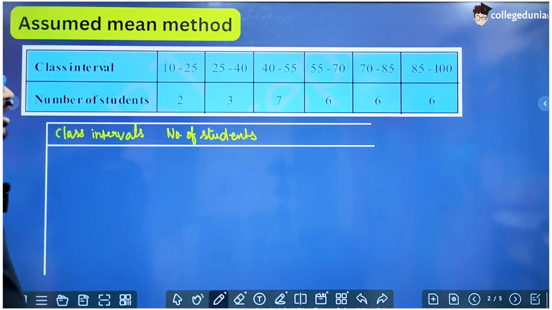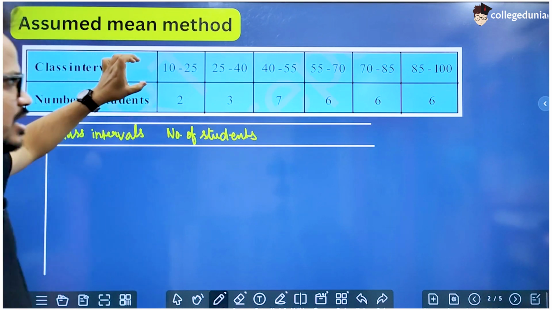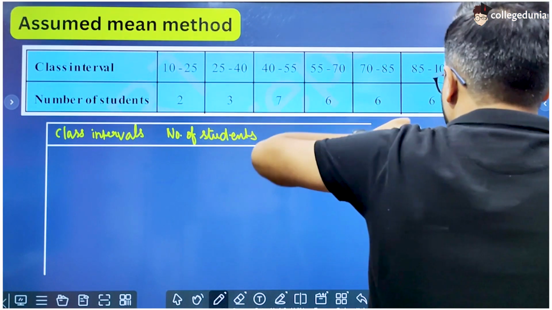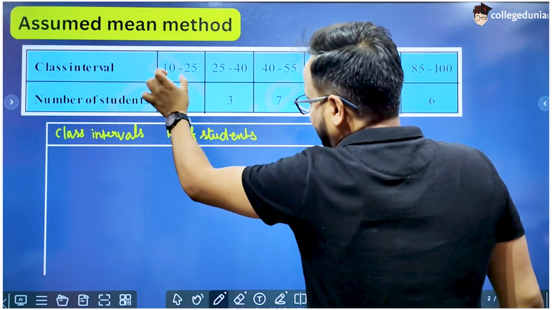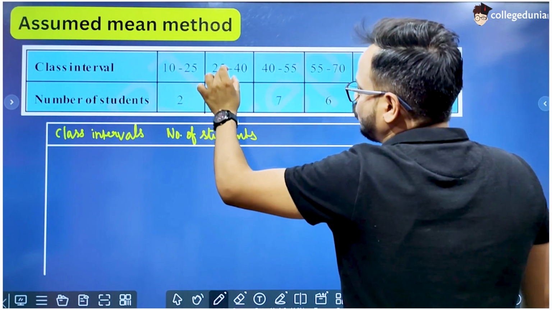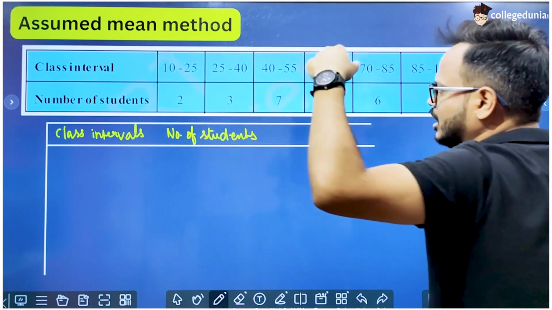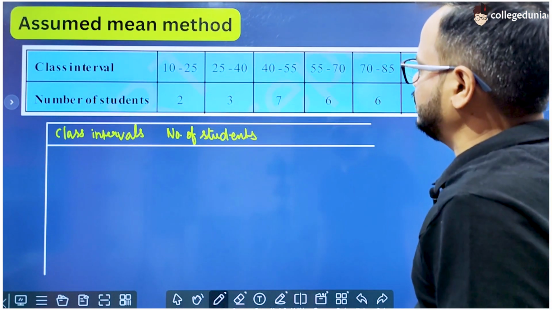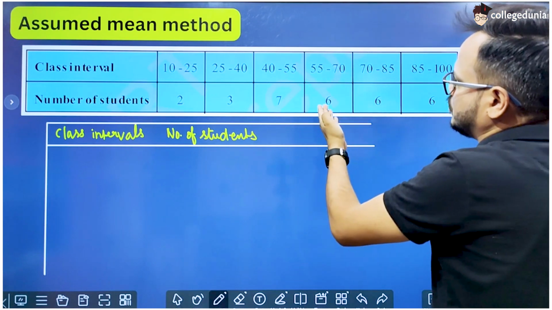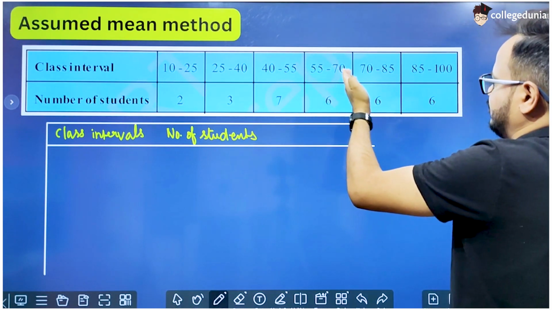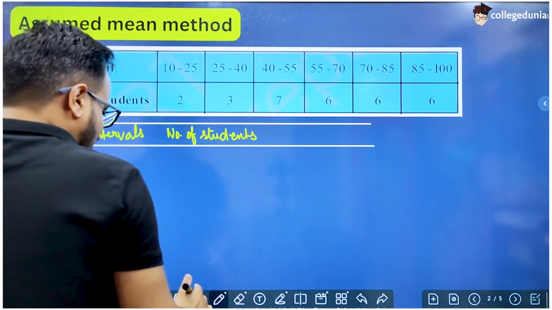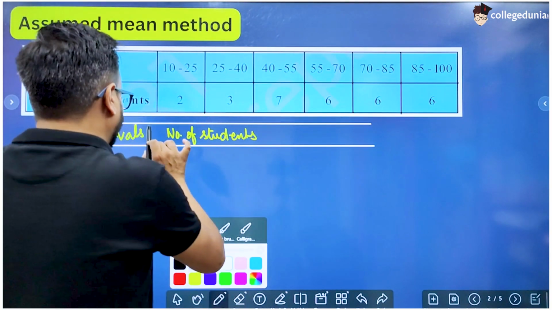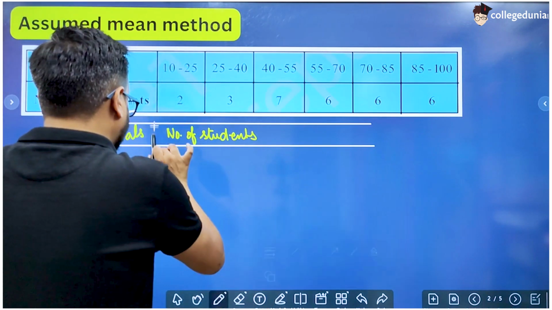Let us say a data of this type is given, in which these are the marks of the students out of 100. So there are 2 students who scored marks between 10 and 25, and 3 students who scored marks between 25 and 40 in an exam, and suppose 6 students who scored marks between 55 and 70, and 6 students who scored marks above 85. So this is the data which is given and we have to find the mean of this data.